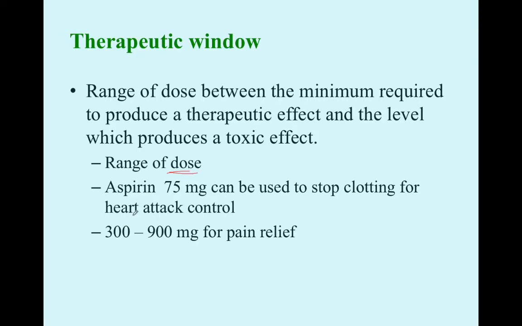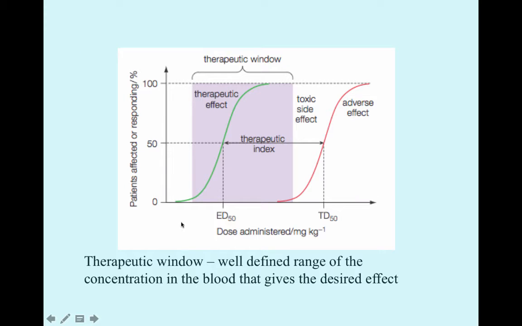of doses. Aspirin, and this is a pretty good example to look at. Aspirin at 75 milligrams is used on a daily basis to stop clotting and for heart attack control. Okay, if you're going to use aspirin for pain relief, you're going to need to get 300 to 900 milligrams. All right, so quite a difference in the dose depending on what it is you're using that drug, that medication to do. So the therapeutic window is a well-defined range of the concentration in the blood that gives the desired effect.